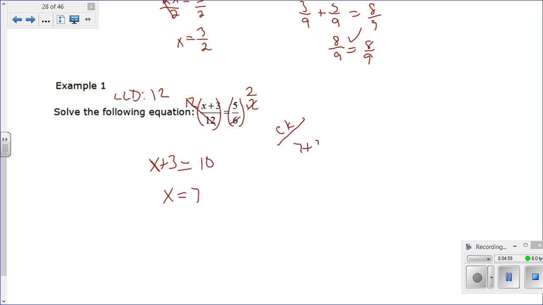7 plus 3 over 12 is equal to 5 over 6. Well, 7 plus 3 is 10 over 12 equals 5 over 6, and you can see that that reduces to 5/6. So that works.